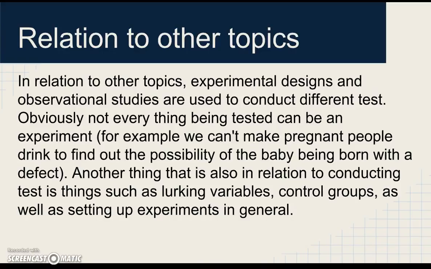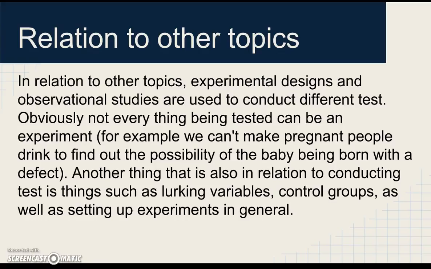In relation to other topics, experimental designs and observational studies are used to conduct different tests. Obviously, not everything can be tested or experimented. For example, we can't make pregnant people drink to find out the possibility of the baby being born with a defect. Another thing that is also in relation to conducting tests is things such as lurking variables, control groups, as well as setting up experiments in general.